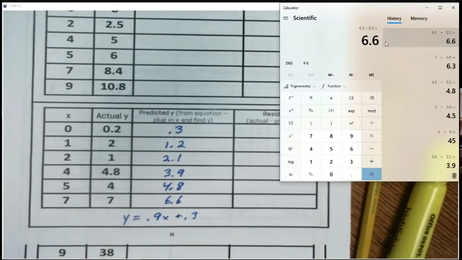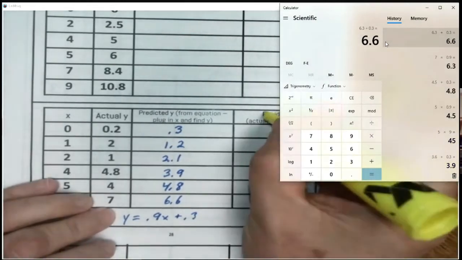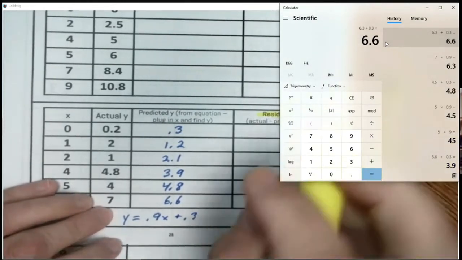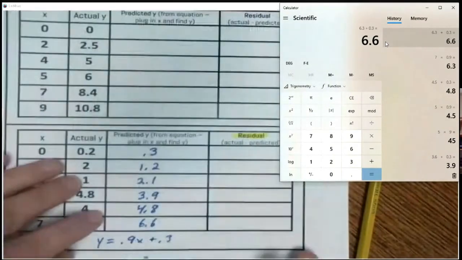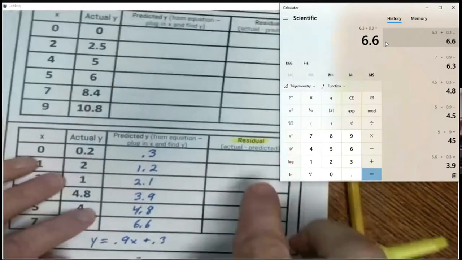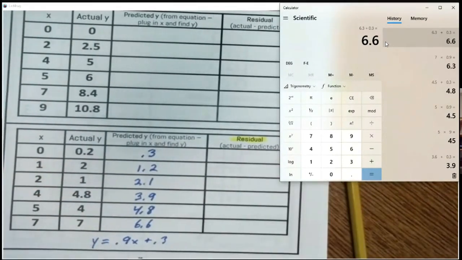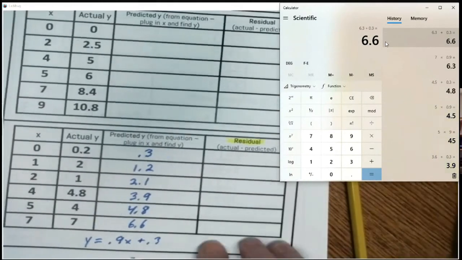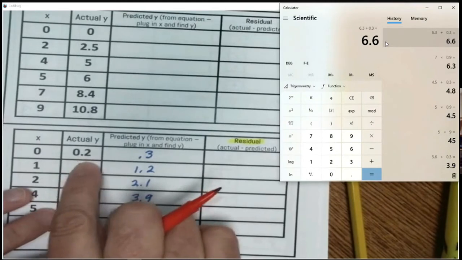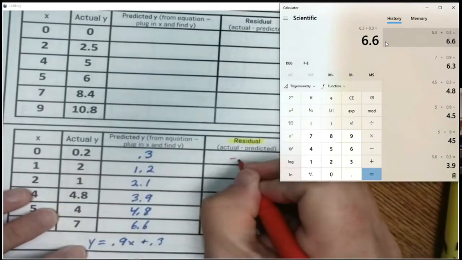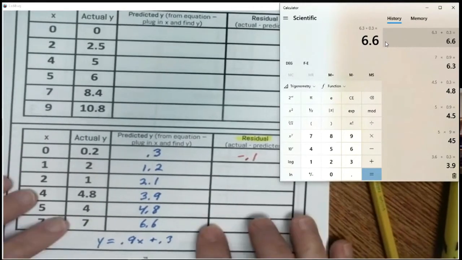So now we've got to the point where we can calculate the residual. Remember, the residual is the difference between the actual and the predicted. So to find the residual, we just take the actual and subtract the predicted from it. Our first residual: the actual was 0.2. If we subtract 0.3 from that, we get negative 0.1. That's our residual when x equals 0.